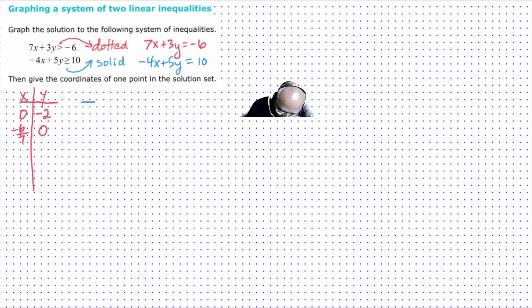We're going to need at least two ordered pairs to graph the other line, negative 4x plus 5y equals 10. Once again, I'm just going to indicate the ordered pairs with a t-chart. When x is 0, y must be 2. And when y is 0, what does x have to be? X is 10 over negative 4, or 5 over negative 2. Now we are ready to graph our dotted line and our solid line.